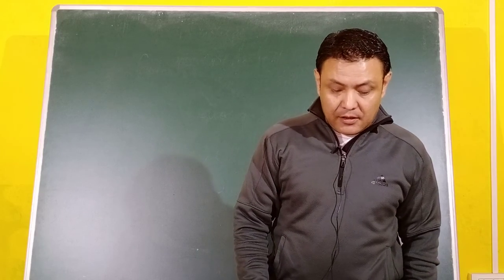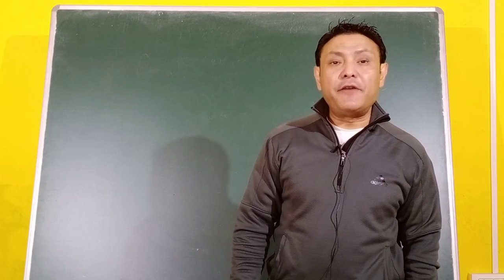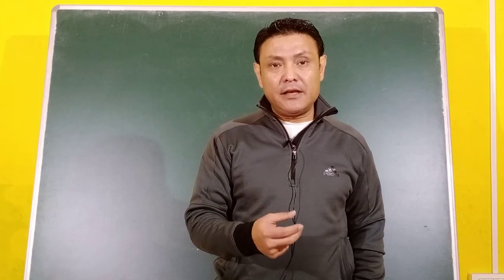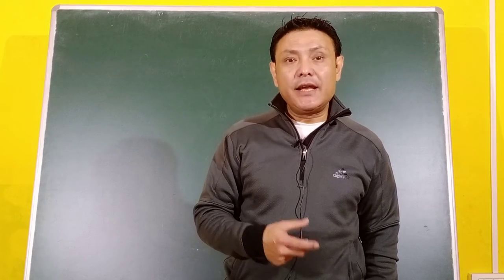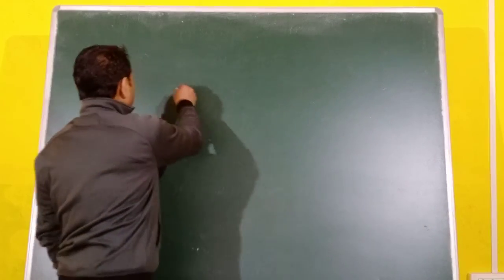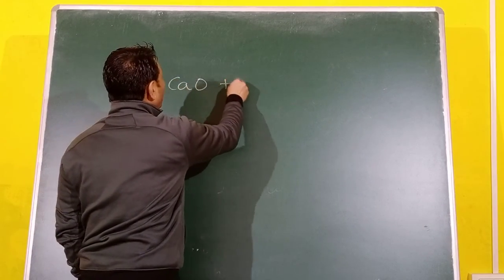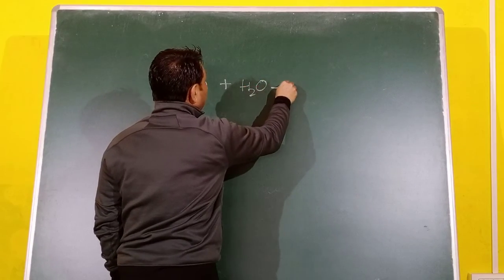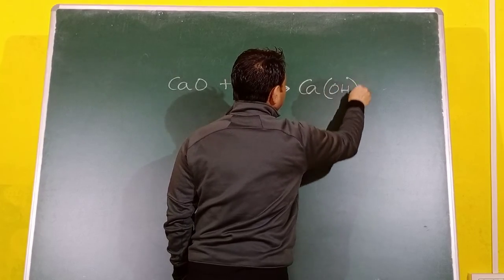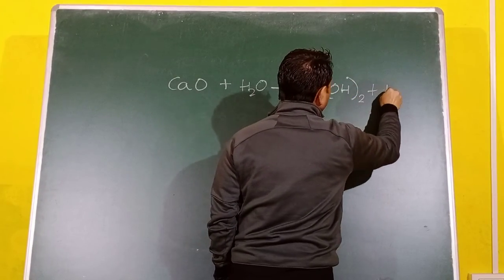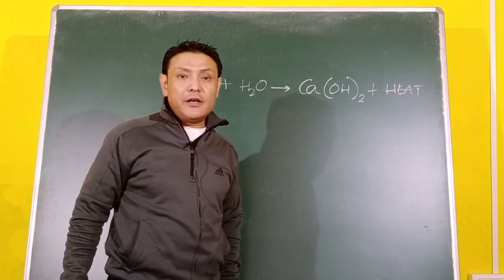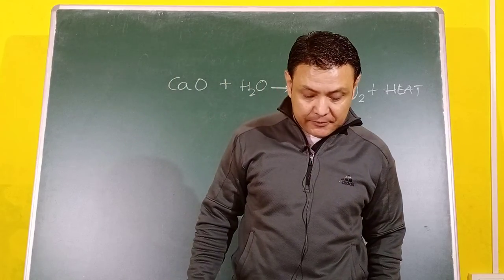Dissolution of quicklime is a very good example of exothermic reaction. To dry calcium oxide, you put water. What happens? Calcium hydroxide is formed, as well as a lot of heat. So CaO, calcium oxide, and cold water you put, of course. And then what are the products? There is only one product, that is calcium hydroxide, and a lot of heat is evolved. So this is a very good example of exothermic reaction.